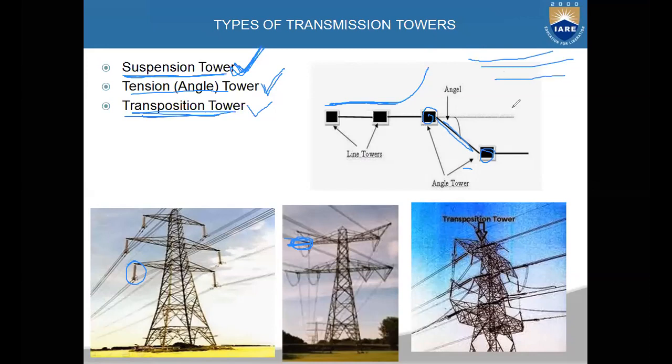The transposition, what is this transposition? For the entire length of the transmission line, you will divide it into 3 sections, and in each section you have all the conductors. Suppose there are position 1, position 2, position 3 and conductor A, conductor B, conductor C, then all the conductors will occupy each and every position of the other conductors.